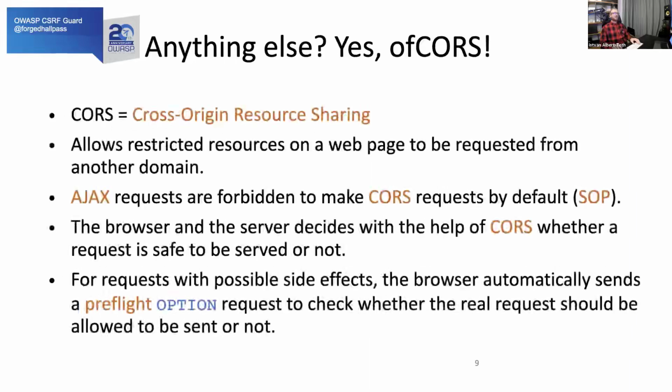So the question is, is there anything else? Yes, of course. This is the cross-origin resource sharing, which allows restricted resources on a web page to be requested from another domain. Asynchronous JavaScript requests are forbidden to make cross-origin requests by default because of the same origin policy. And the browser and the server decide with the help of CORS whether a request is safe to be served or not. For requests with possible side effects, the browser automatically sends a pre-flight, an OPTIONS request, to check whether the real request should be allowed to be sent or not.